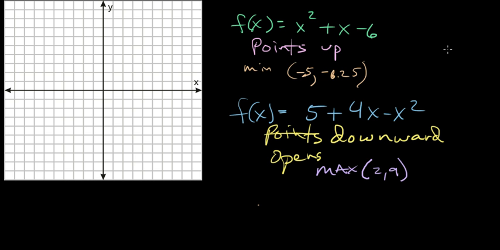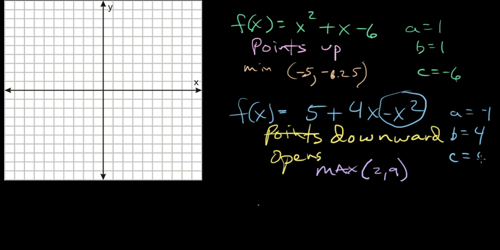What did you notice now about A, B, and C? So for the first one, A equals 1, B equals 1, C equals negative 6. For the second one, A equals negative 1, because look, my x squared is a negative x squared, so A equals negative 1, B equals 4, and C equals 5, because these are lined up backwards, okay? So A is negative 1.